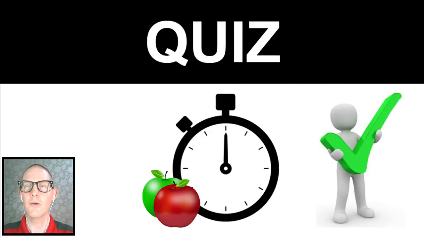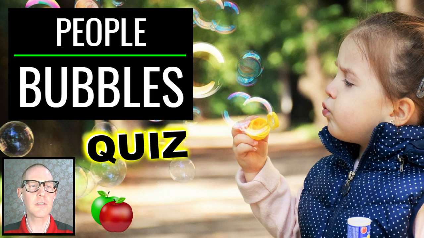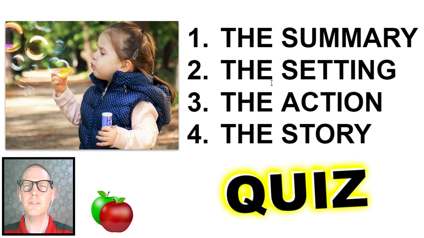Okay, so we just finished the quiz. Hooray, hooray. All right, we get the green check mark. All right, so we did quite a bit in this lesson. We talked about this picture. We did the summary, we did the setting, we described the action, we did a crazy story which probably makes no sense, but it's great for vocabulary, and then we did the quiz.